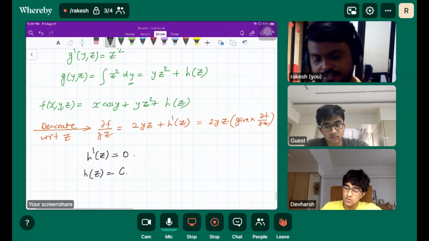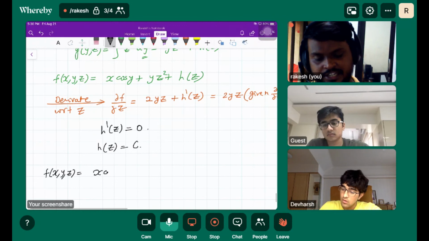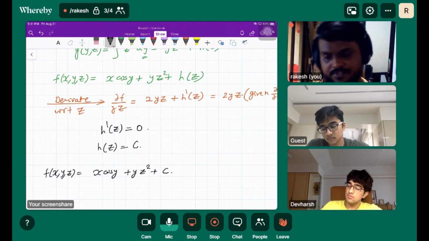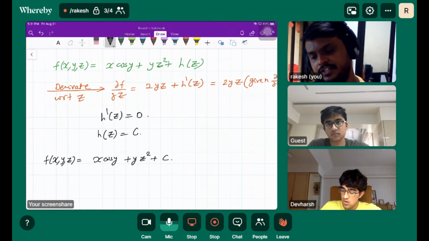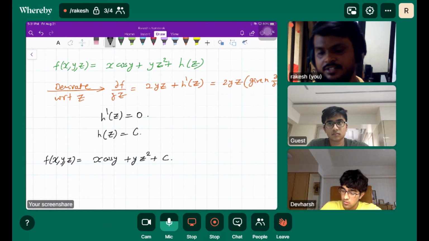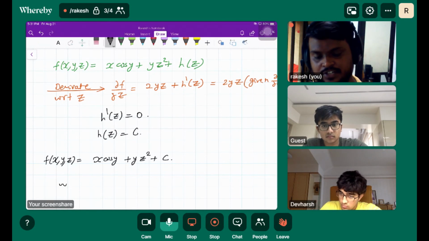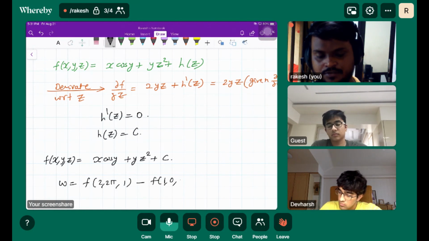So what will be my function then? x cos y plus y z square plus c. Perfect. Now we'll apply the limits to find out the value of this. Okay. So the work done is f of 2 comma 2 pi comma 1 minus f of 1 comma 0 comma 0.